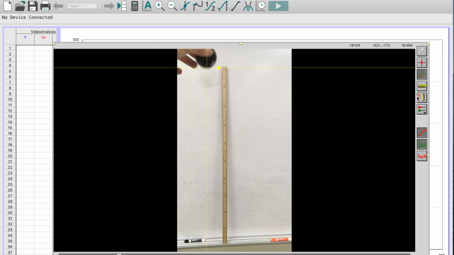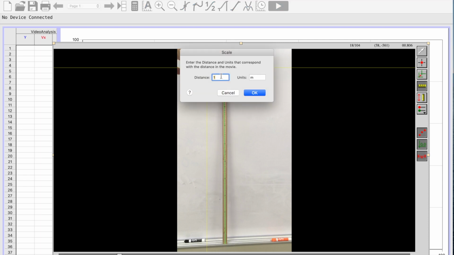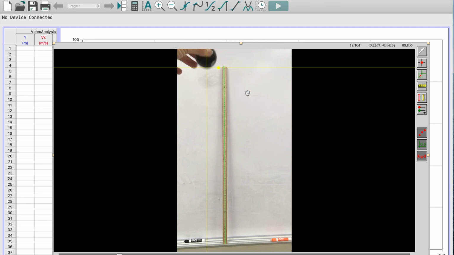So now we have a reference frame. Now we need to teach the computer what the length scales are. So I'm going to set the scale with this button right here. And I'm going to come over and say, I've got an object in here which will tell me exactly what 1 meter looks like. So once I let go of the drag, Logger Pro will ask me how long is that? And I'm going to say it's 1 meter. In the video that I'm going to ask you to make, you are going to be the meter stick.